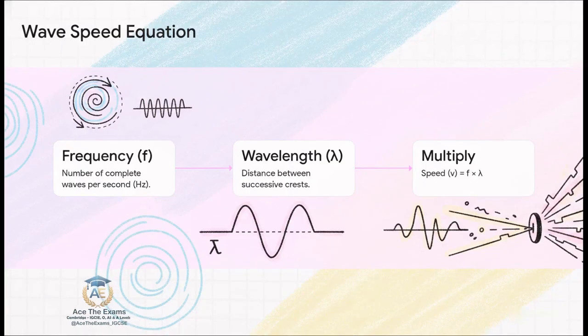Now, this brings us to a brilliant universal mathematical rule, the wave equation. This applies to all types of waves, from slow ocean ripples to super fast light waves. If you want to figure out how fast a wave is traveling, you just need two pieces of info. First, it's frequency, which is how many complete waves happen per second, measured in hertz. Second, the wavelength. That's the actual physical distance between two successive crests, represented by the Greek letter lambda. You just multiply those two numbers together, and boom, you get your wave speed. It's v equals f times lambda. Simple, elegant, and it works every single time.